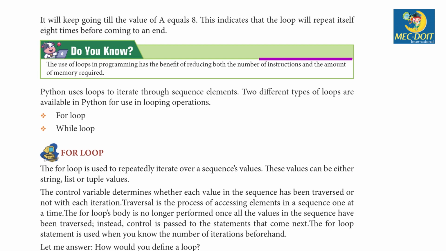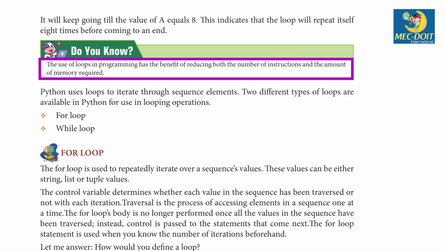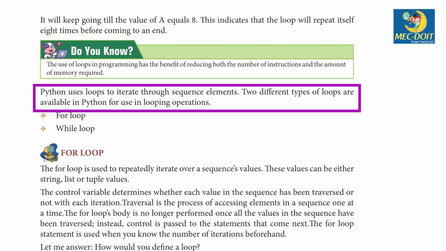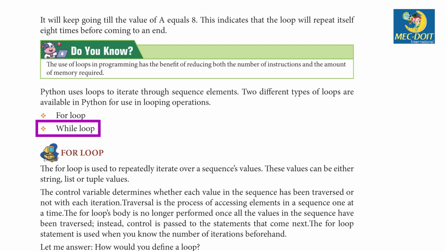Do you know, the use of loops in programming has the benefit of reducing both the number of instructions and the amount of memory required. Python uses loops to iterate through sequence elements. Two different types of loop are available in Python for use in looping operations: the for loop and the while loop.